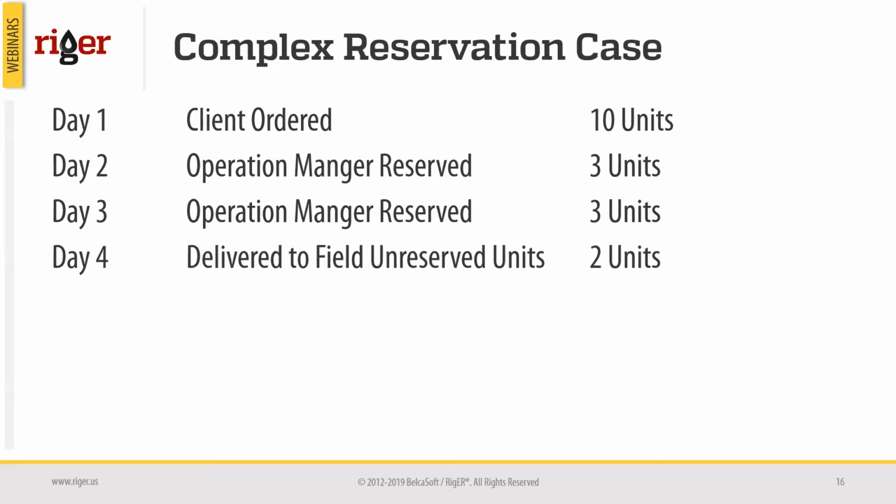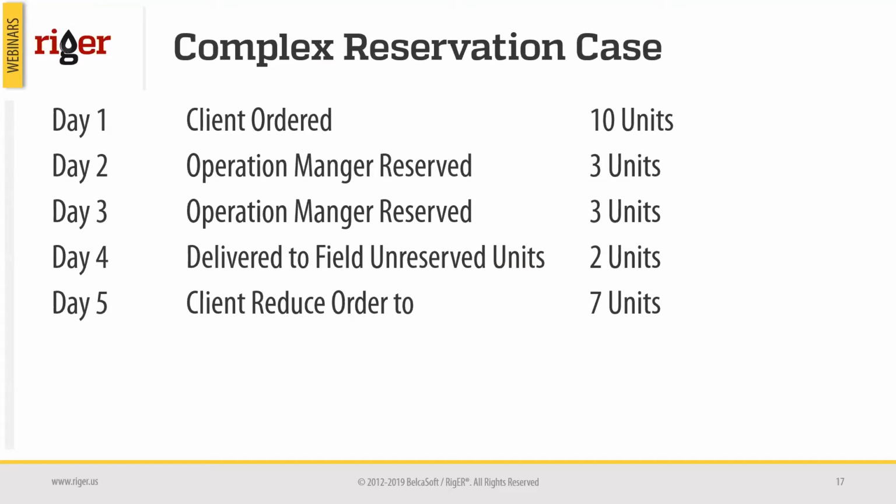Then it can happen that we deliver 2 units from our rental fleet without reservation, sending the units directly to the field. In this case, we have a 10-unit order, 6 units in reserve, and 2 units in the field. So in this particular situation, we need to reserve 2 more units, not 4 more units. And this is a calculation which the system will do automatically.